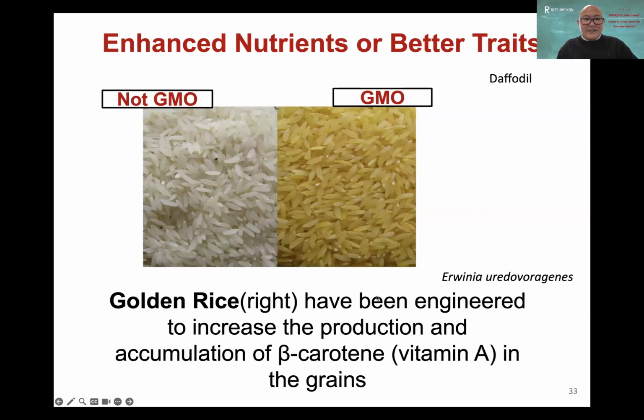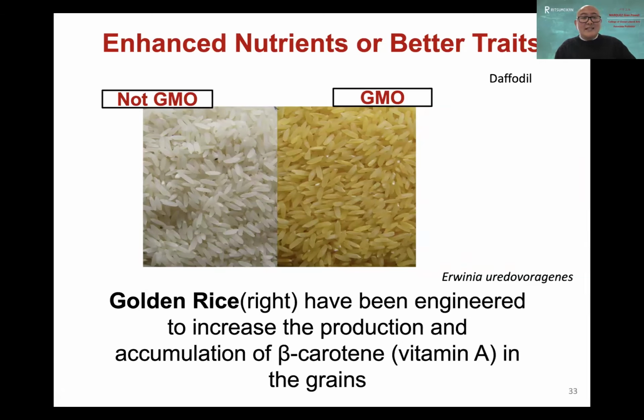Now, another one is the golden rice. This is very important, especially now because there are a lot of vitamin A deficient children. Here, the golden rice has been engineered to increase the production and accumulation of vitamin A, the beta carotene, in the grains. So, is it safe or not?